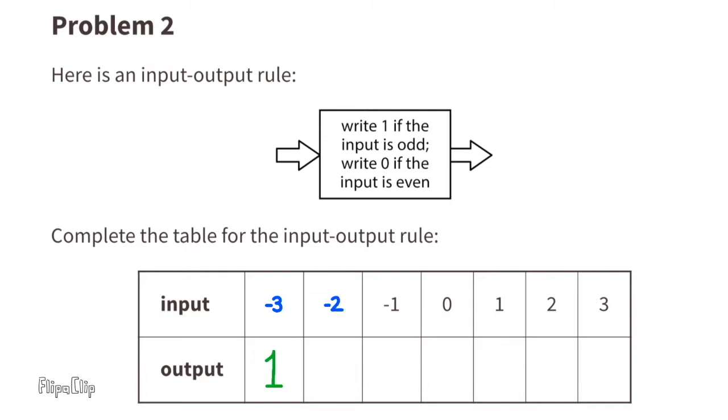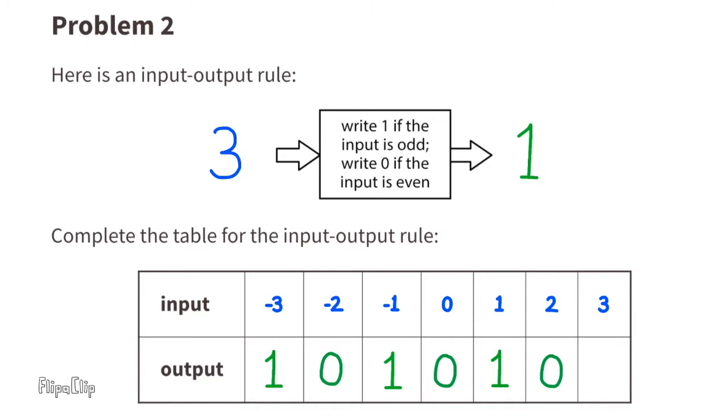When the input is -2, that's even. So we're going to write 0 for the output. When the input is -1, that's odd. I'll write 1 for the output. When the input is 0, the output is 0. When the input is +1, that's odd. I'll write 1 for the output. When the input is 2, that's even. I'll write 0 for the output. When the input's 3, that's odd. I'll write 1 for the output.